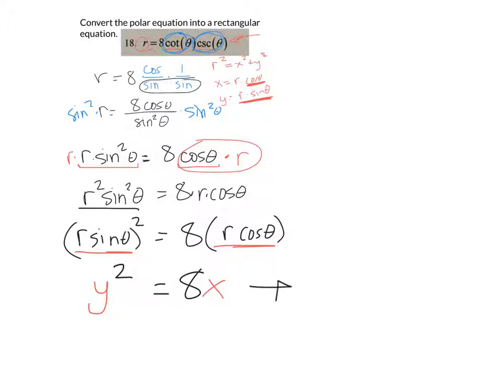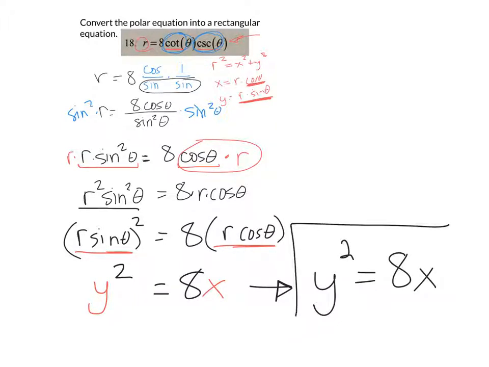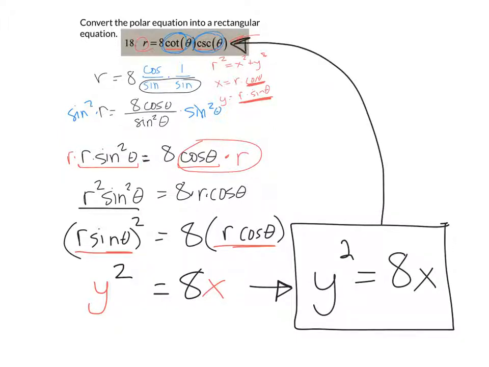Okay, now you may not be able to recognize it, but this is in fact a rectangular equation because you only have x's and y's in it. So that is the rectangular equation for this type of polar equation. Okay, and it graphs to a parabola, which you should recognize this up here as being a polar parabola.